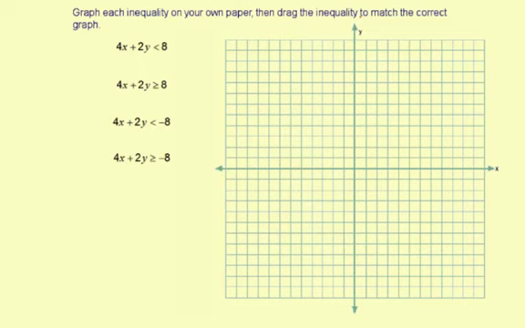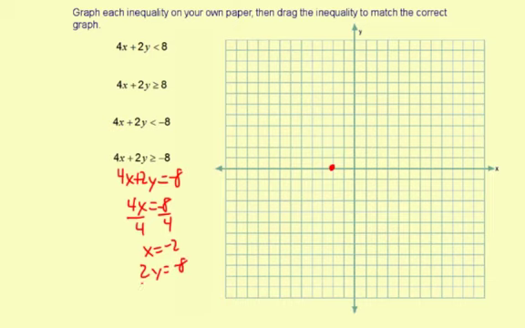The fourth inequality is 4x plus 2y greater than or equal to negative 8. So we're going to graph 4x plus 2y equals negative 8, and it's going to be a solid line this time because it's greater than or equal to. For the x-intercept, 4x equals negative 8, divided by 4, so x equals negative 2. Put a point on x equals negative 2. Solve for the y-intercept. 2y equals negative 8, divide by 2, y equals negative 4. Put a point at y equals negative 4. And this is going to be a solid line.